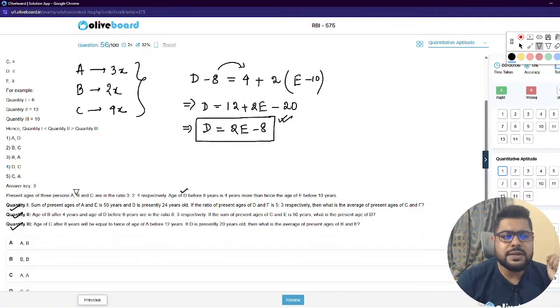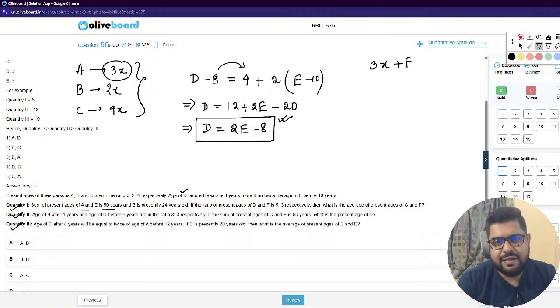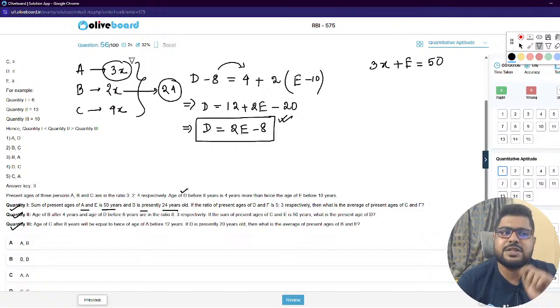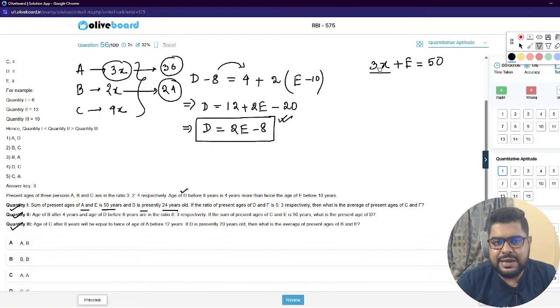Now Q1: the sum of the present ages of A and E is 50. A is 3x and E is E, so 3x plus E is 50. B is presently 24, meaning 2x is 24, so x is 12, and A is 36, meaning 3x is 36. So E will become 14.